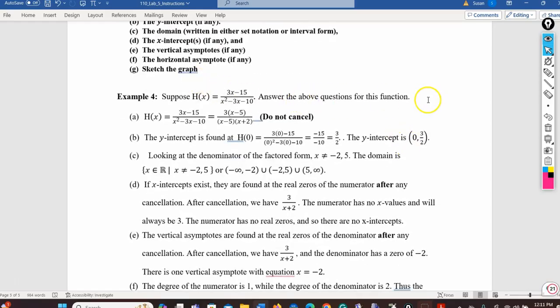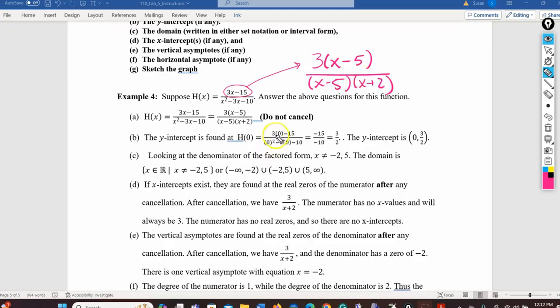All right, let's see what we can do with this one. Well, first of all, we need to factor it. So the numerator, they have a 3 in common, so I can factor that out. And the denominator, two numbers that multiply together to give me -10, but add up together to give me -3. Again, that would be -5 and +2.